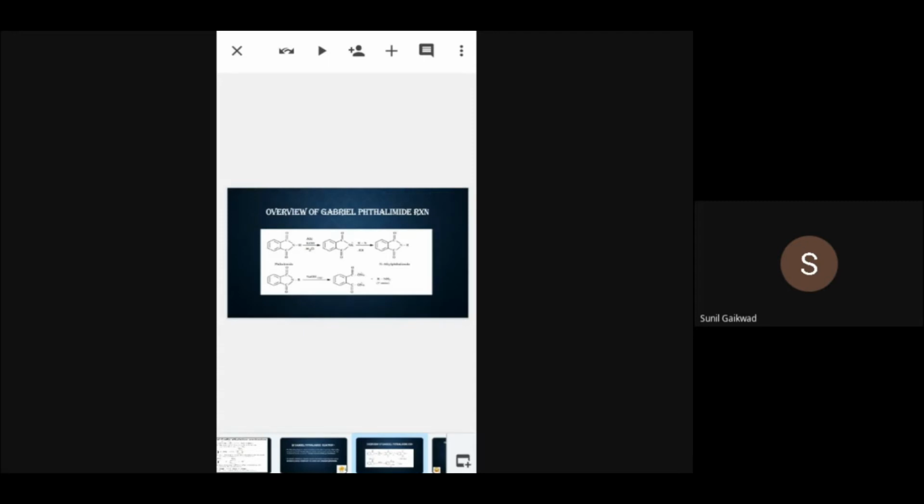And the third very important thing you have to remember in this reaction is that the reaction works on the SN2 mechanism. Now, what do we mean by the SN2 mechanism? Basically, this is a nucleophilic reaction, and the most important thing to remember is that it is an SN2 reaction. Now, you may be wondering how it works.